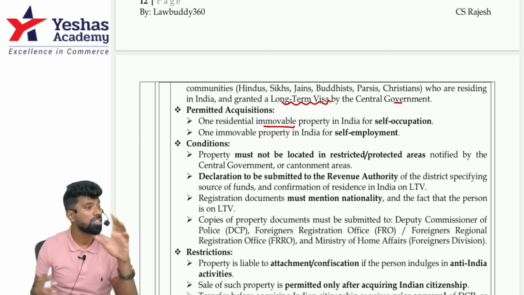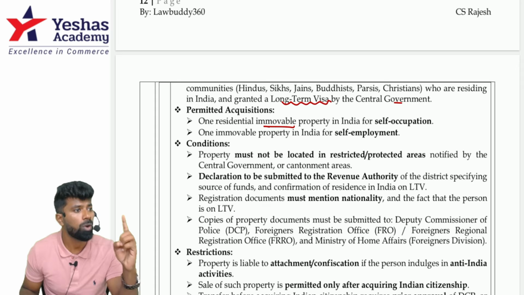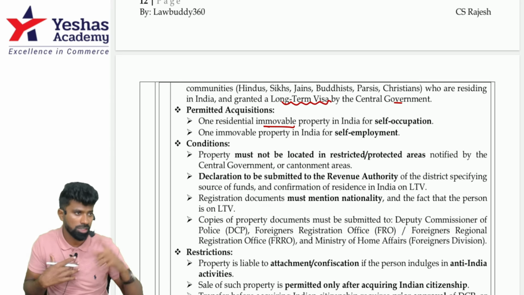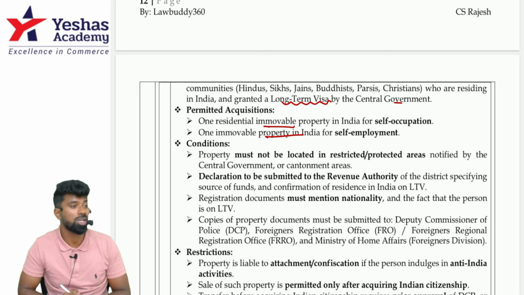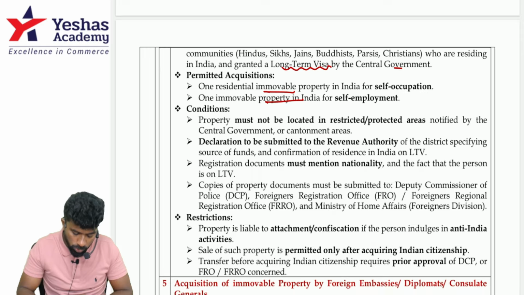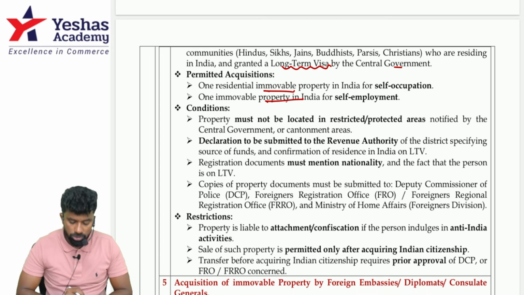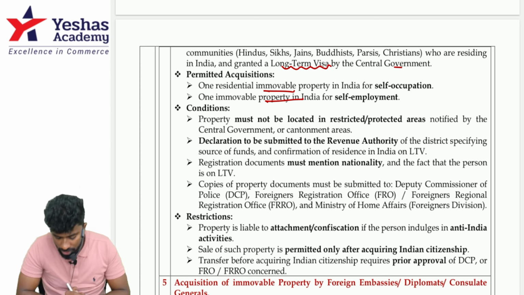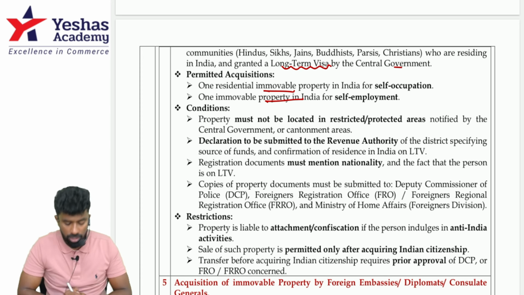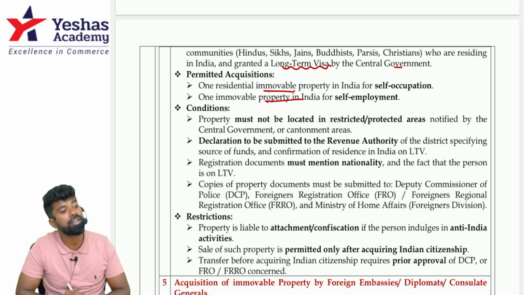For what purpose? Self-occupation. You can acquire one property for self-occupation, residential purpose. Second one, immovable property in India for what purpose? Self-employment. One for residence, one for self-employment. Both are allowed. Next one, conditions. The property should not be located in restricted or protected areas. What areas? Cantonment areas. In these areas, you should not purchase properties.